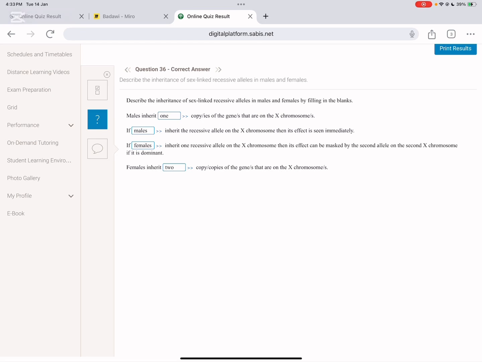Okay, sex-linked recessive alleles. Of course, the males inherit 1 copy because their sex chromosomes are X and Y. Since they told us the effect is seen immediately, the males only need to inherit 1. However, if females inherit 1 recessive allele, then its effect can be masked by the second allele on the second X chromosome if it is dominant, as we explained before. So females inherit 2 copies of the genes that are on the X chromosome since their sex chromosome is XX.